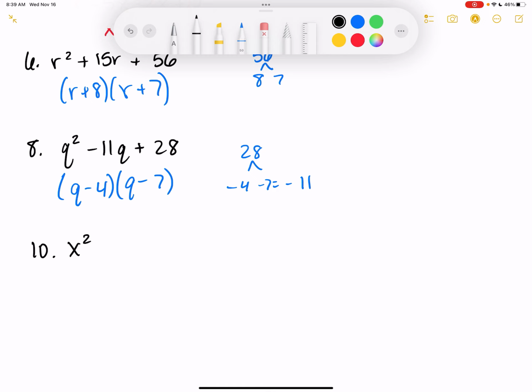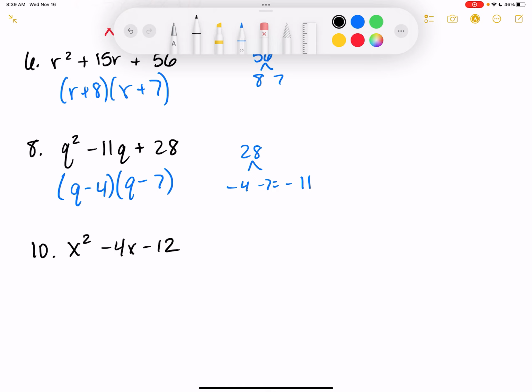All right, number 10, x squared minus 4x minus 12. Also, just a quick side note, there are times where there are not factors that make the statement true. So if it can't be factored, we just write not factorable or can't be factored or something like that.